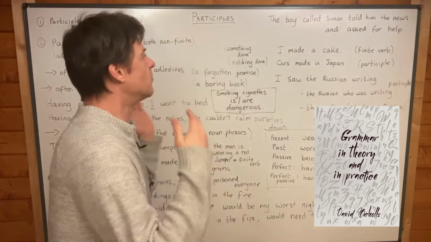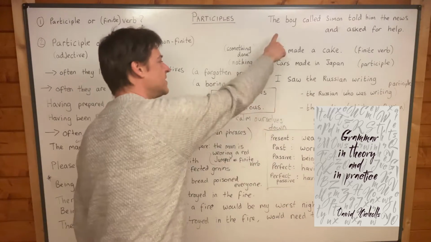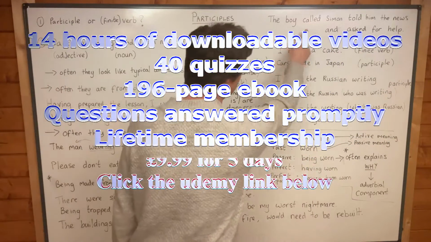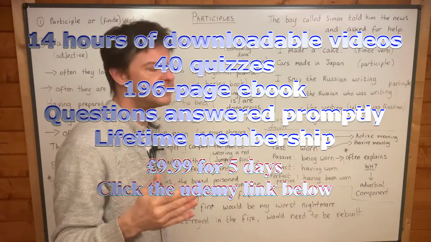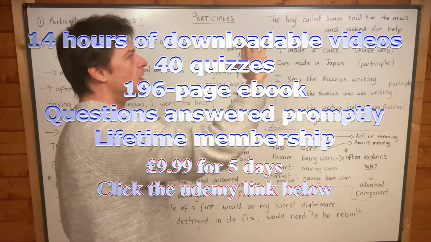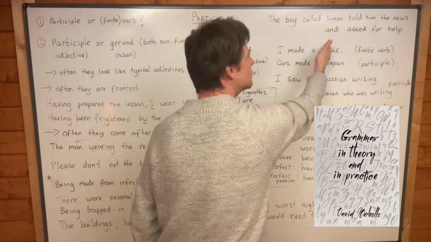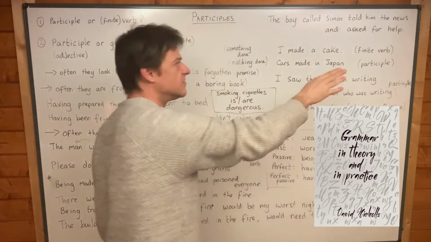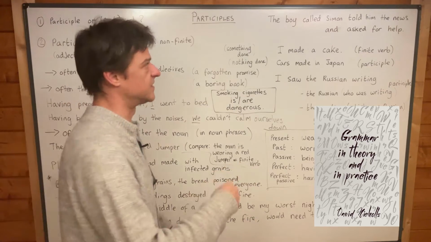So what isn't a participle? Let's have a look first of all at some examples that we have already seen on this course. We have already seen the following example. The boy called Simon, told him the news and asked for help. Now, what is that? I would argue the way it's punctuated at the moment, we are saying that the boy called Simon did two things. The boy called Simon, told him the news and asked for help. Yeah, that's what it means when you don't have any commas in it.